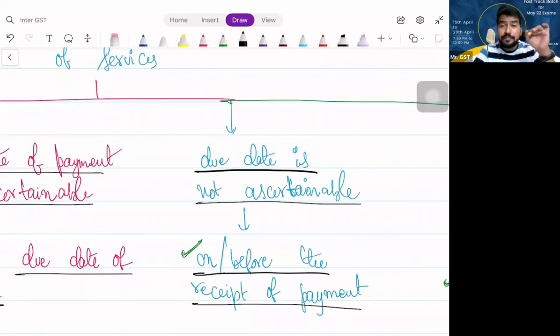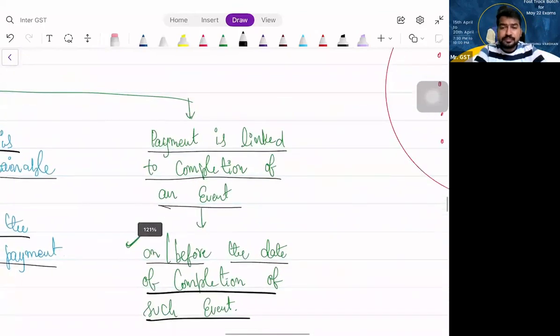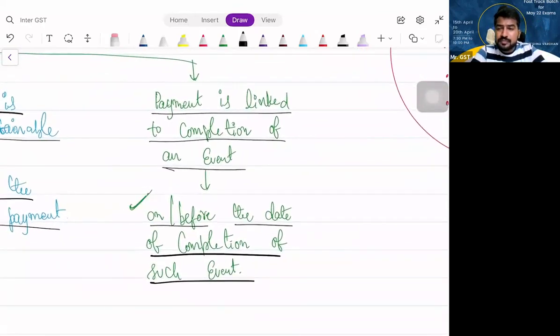Here, another possibility is, you remember your contract costing topic. You calculate the percentage of work completed, certified by an engineer or chartered accountant, whatever it is. So percentage of completion. Let us assume the contract says, Mr. Contractor, you complete 30% of work, I will release 25% payment. You complete 50% of work, I will release 30% payment. Like this, payment is linked to an event. Yes or no? Payment is linked to an event.